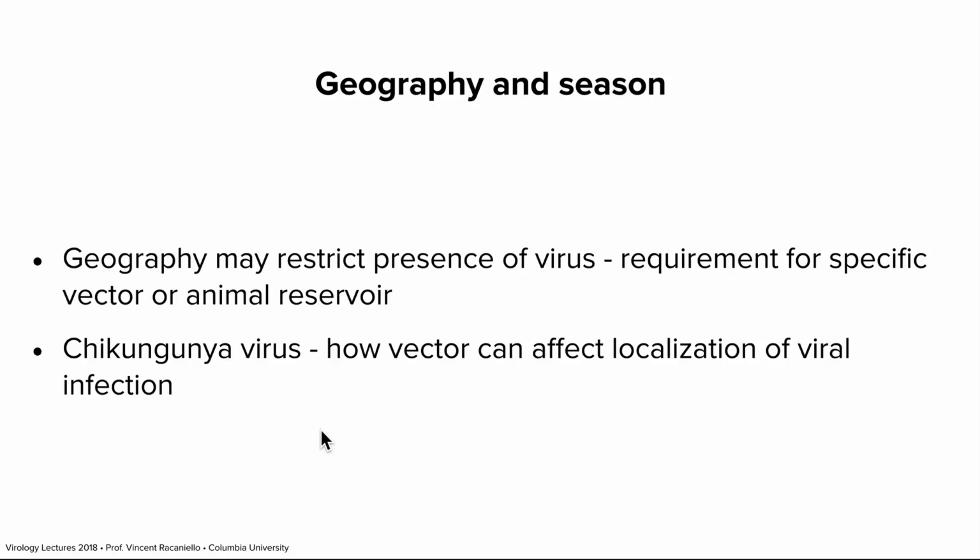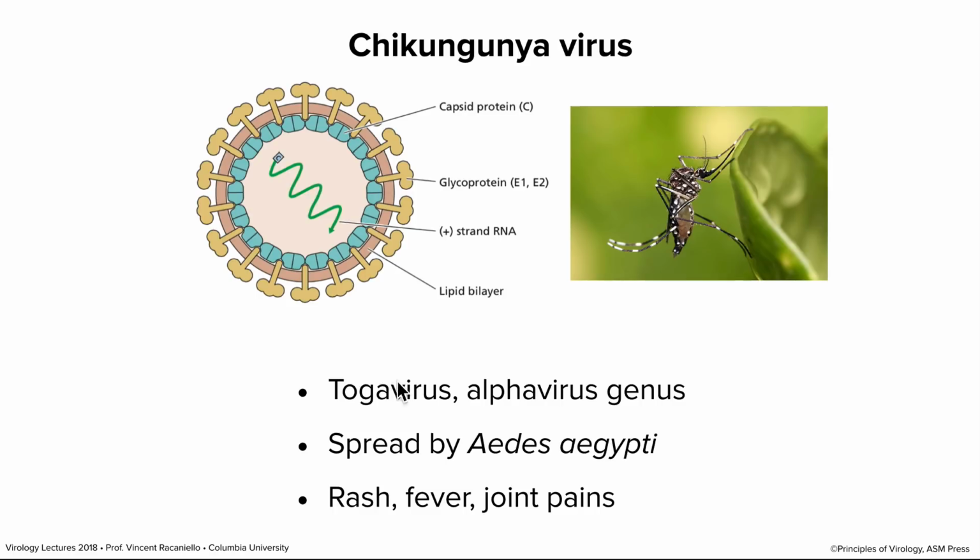So let's, as an example, and there are tons of examples of this, and you'll recognize them as we go on in this course, look at a virus called chikungunya, and in particular how the vector can affect the localization of infection with this virus. Chikungunya virus is a togavirus. We've mentioned these briefly before. They are enveloped plus strand RNA viruses. You may remember them because these viruses in their replication scheme make a subgenomic mRNA.